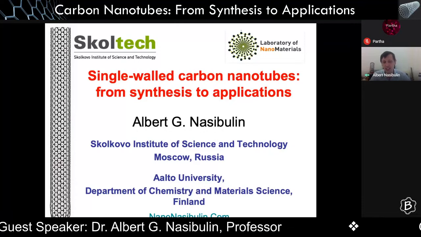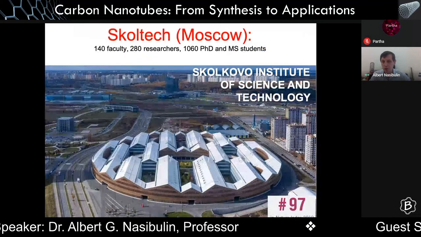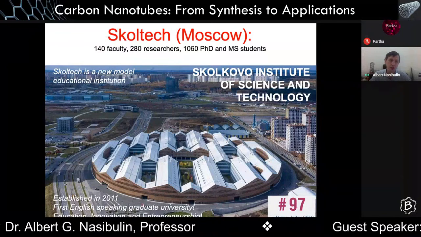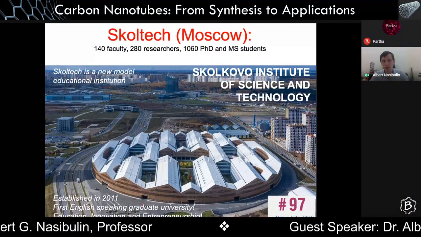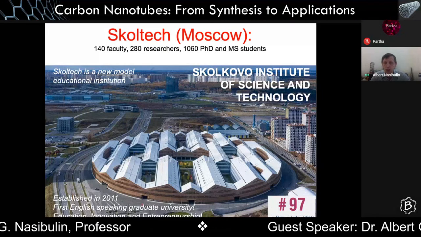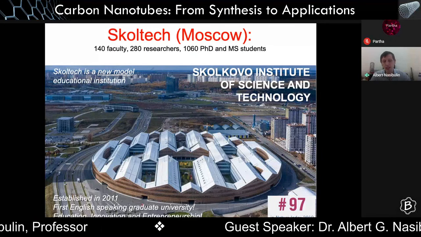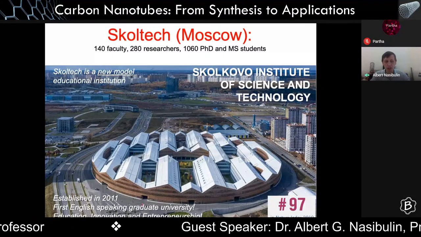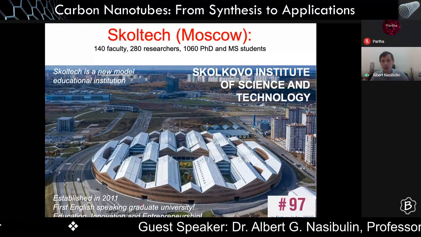So I worked 16 years in Finland, and in 2014, I moved to Moscow to the Skolkovo Institute of Science and Technology. We call it Skoltech. It's a new model educational institution, which was established quite recently, only in 2011, the first English-speaking graduate university. What is the most important for us is not only education, but also innovation and entrepreneurship.